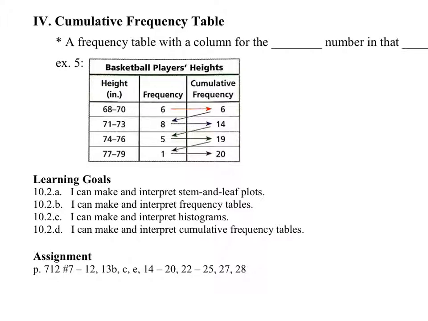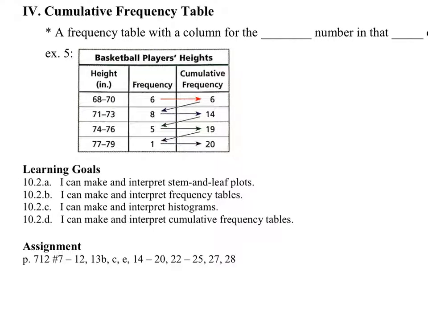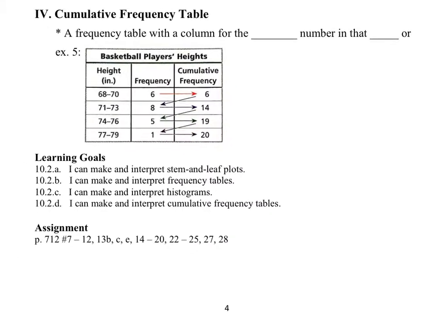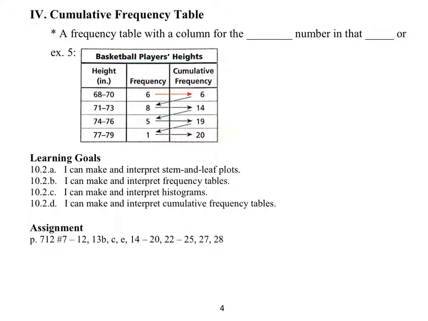So, cumulative frequency table. I must admit, I was a little skeptical when I was going through the book and looking at the notes for this. It's kind of like, really? When is that going to come in handy? But sometimes it can. So it's a frequency table with a column for the total in that value or before.